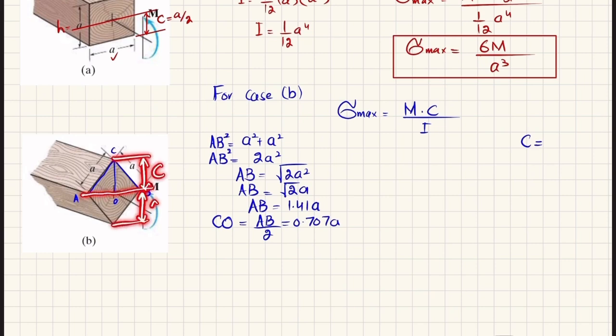This is equal to C, this is also equal to C. So bending stress will be maximum over this because this point is in tension. So C is equal to 0.707 times A.